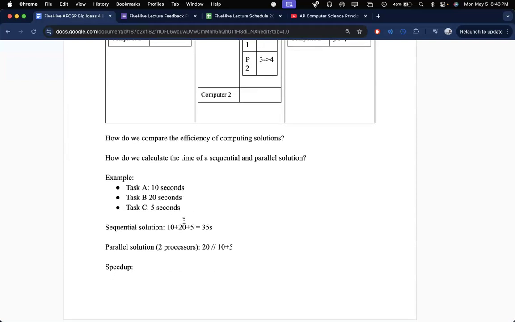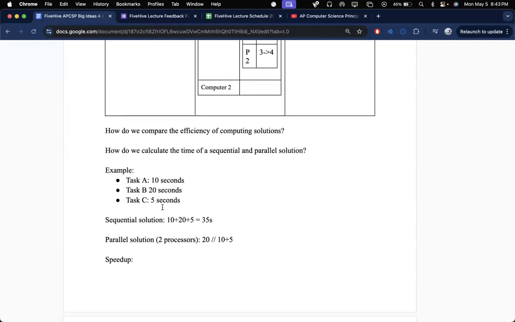So for example, in this case, sequentially, we would just add them up, right? Because just one processor is going to have to do the 10-second, then the 20-second, then the 5-second tasks, to get 35 seconds total. Whereas if we have two processors, we'll try to distribute them as evenly as we can. So we'll have one processor on 20 and the other processor doing 15.